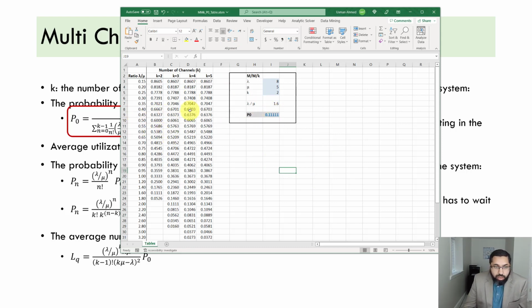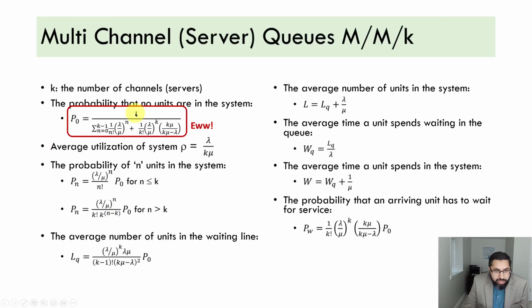So let me show you an example. Let's say lambda over mu equals 1. So lambda and mu are equal, and you have 3 servers. So lambda is 8, mu is 8, and you have 3 servers. Your P naught should be 0.3636. And if you go here, the ratio lambda over mu is 1 right here, and K equals 3. You get 0.3636. So both give you the same answer. So you can use this Excel sheet to quickly compute P naught. From P naught you compute LQ, and then you compute the rest.